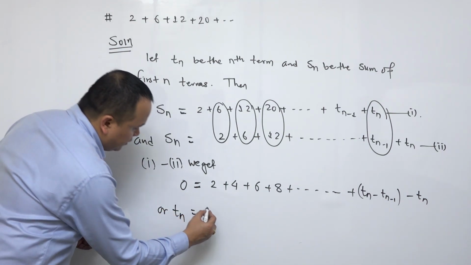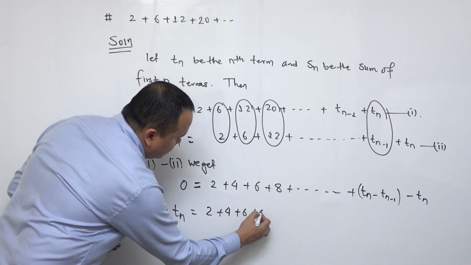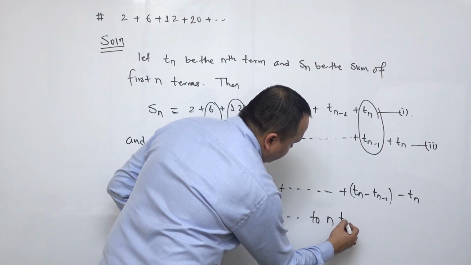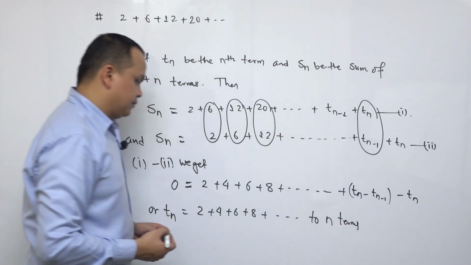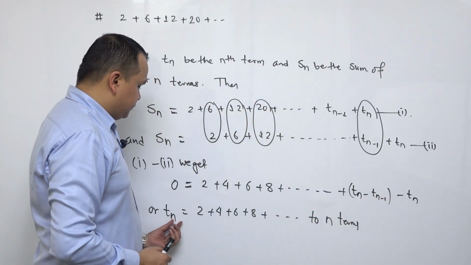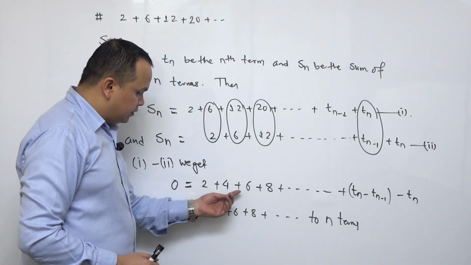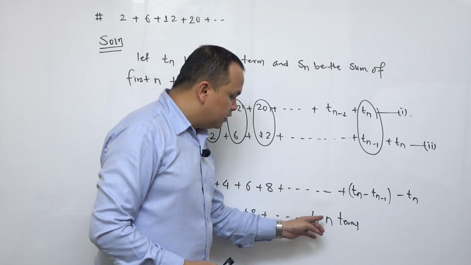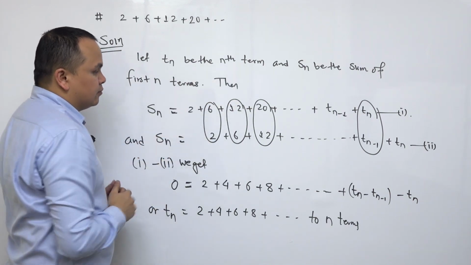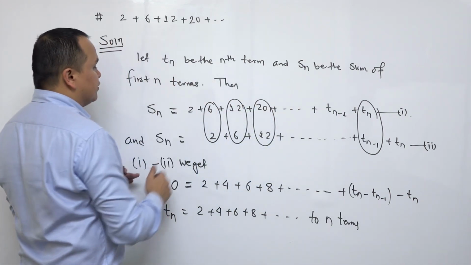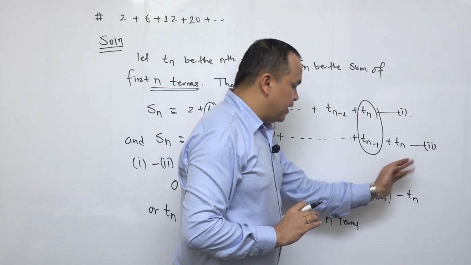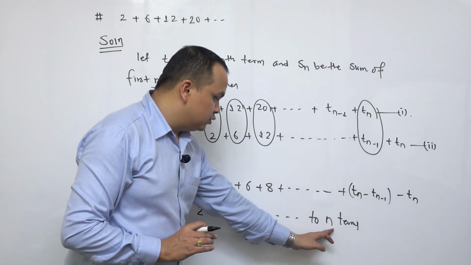Tn is 2 plus 4 plus 6 plus 8 plus ... 2n terms. अब यहाँनिर कन्फ्युजन हुन्छ. Tn यता आयो. 2 4 6 8 ... 2n terms. Because Tn be the nth term and Sn be the sum of first n terms. हामीले कति ल्याएको छ n वटा छ. सो यो एक स्टेप ब्याक भए पनि त्यसलाई अगाडि ल्याउँदा 2n terms.